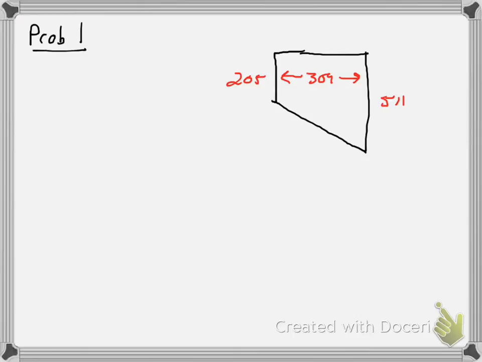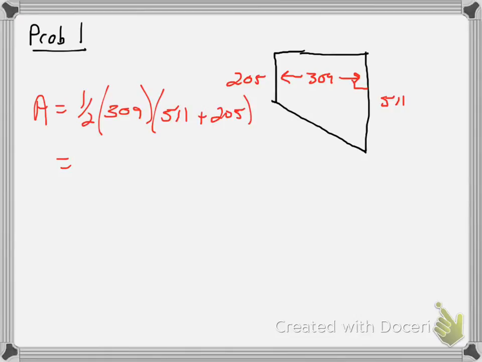So if we look at problem 1, it's a trapezoid. This should be a right angle right there. So we know its area equals 1/2 of the height, which is in this case 309, times base 1, and it really doesn't matter what you call it, but 511 plus base 2, which is 205. And then just punch that all in your calculator, you get 110,662. I'm sorry, 22.